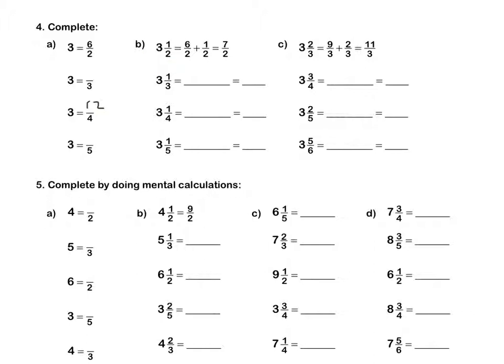3.5. We rewrite 3 as 6 halves, plus the 1/2 gives us an answer of 7 halves. C, 3 2/3. 3 times 3 gives us 9/3, plus the 2/3 gives us a final answer of 11/3 as an improper fraction. Pause this video to complete question 4.